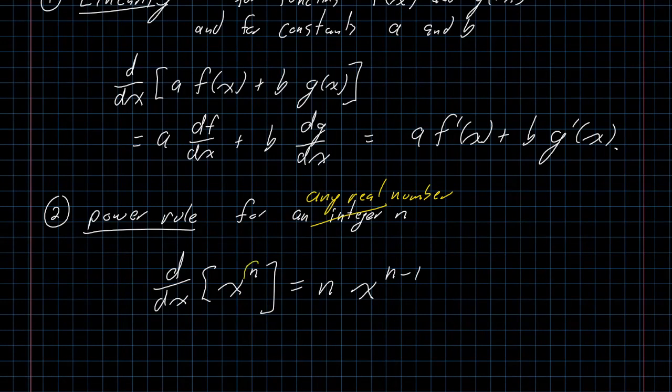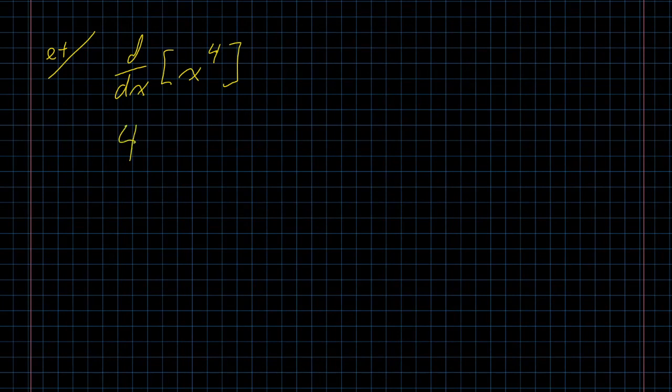So whatever power you have, you multiply in front of the x by that power, and then you reduce the power by 1. So for example, if I want to take the derivative of x to the 4th power, my n is 4 in this case, that comes in front. Then I have x to the 4 minus 1, which is 3. The derivative of x to the 4th power is 4x to the 3rd power. And no, you don't have to write that step in. If you just go straight immediately to the conclusion, that is perfectly fine.